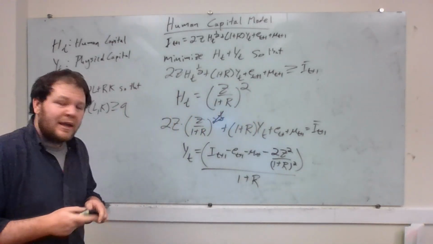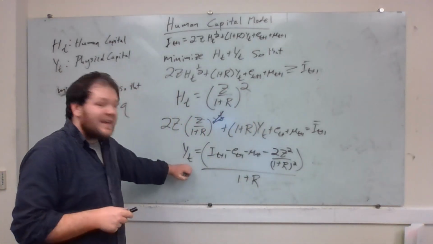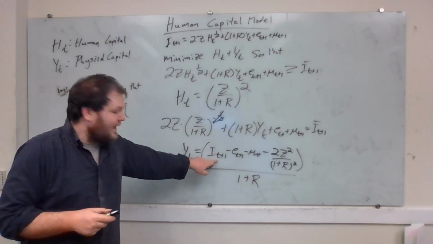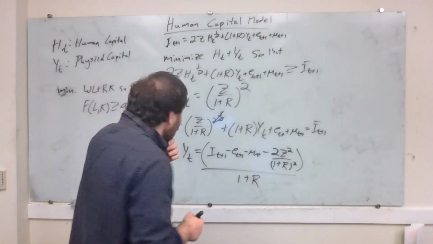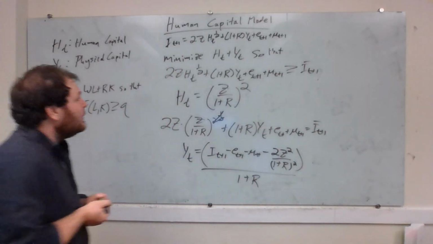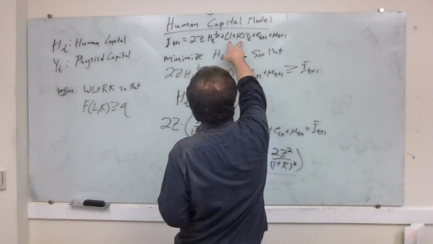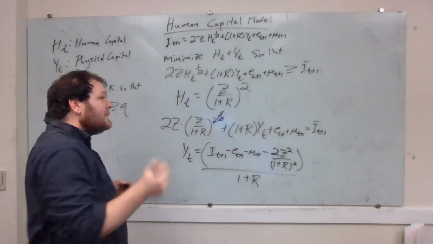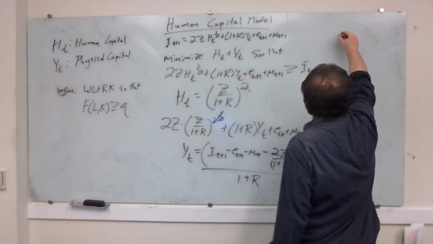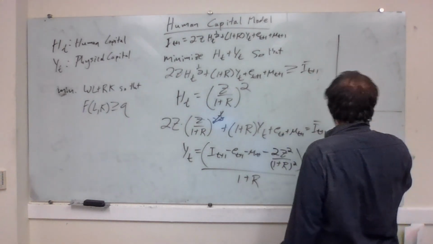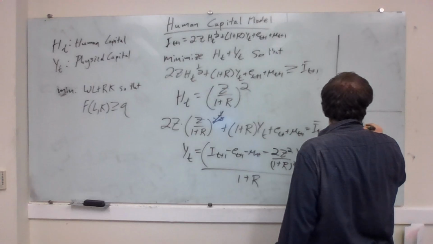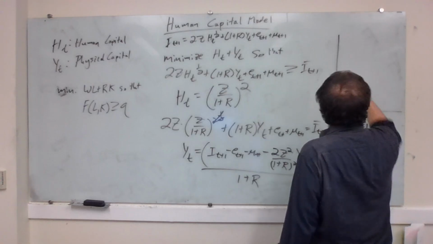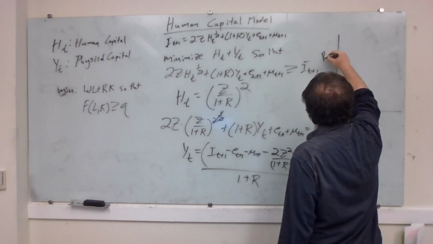An important point here is that the amount we're going to invest in physical capital is going to increase as we invest in human capital. What's happening is that because we've got a decreasing rate of return on human capital and a constant rate of return on physical capital, we can think about our rates of return like this. So this is going to be the amount of physical or human capital. This is going to be the rate of return.